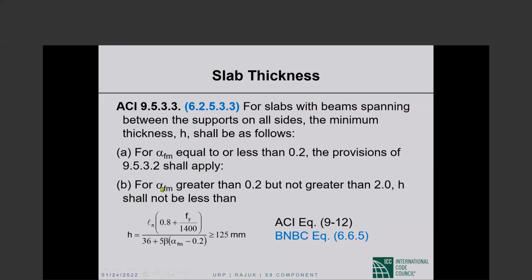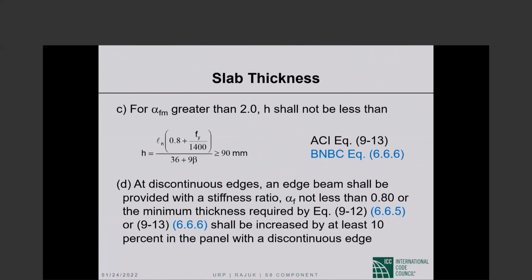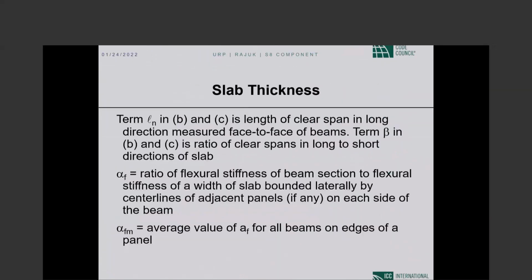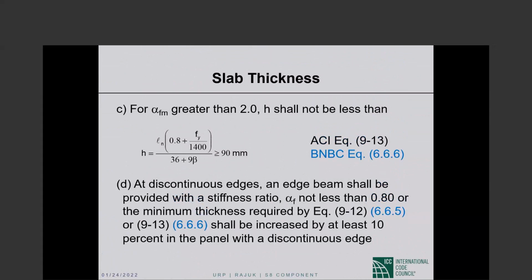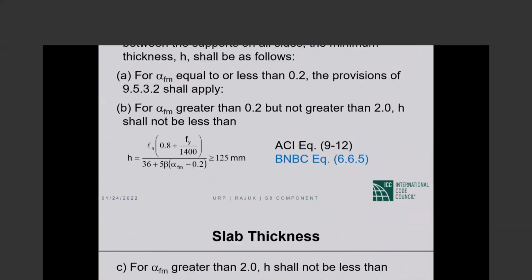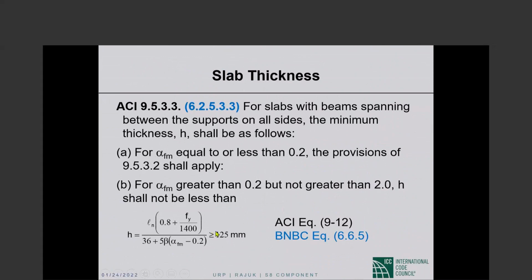If the average stiffness of the beams around the perimeter is between 0.2 and 2, then minimum thickness will be given by this expression, and the thickness shall not be any less than 125 millimeters. Okay, alpha sub fm you have seen. The beta is explained later. I think it is the long side to short side ratio of the panel. You will see someplace. I don't see it offhand, the explanation for beta.